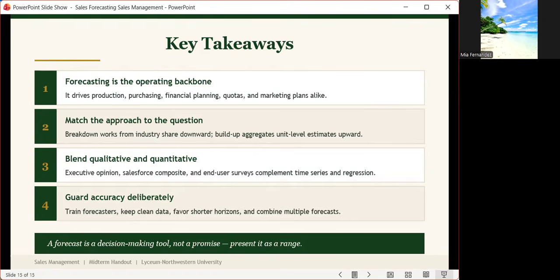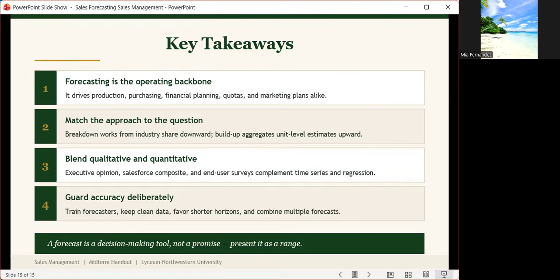And fourth, guard accuracy deliberately. You have to train your forecasters to keep clean data, favor shorter horizons, and combine multiple forecasts. A forecast is a decision-making tool, not a promise. Present it as a range and revisit it often.